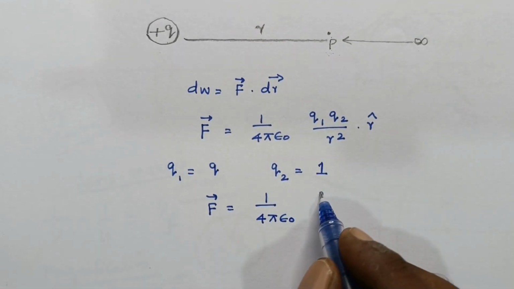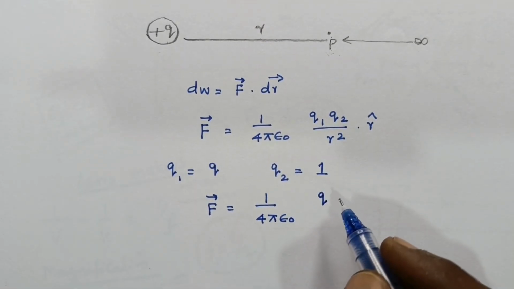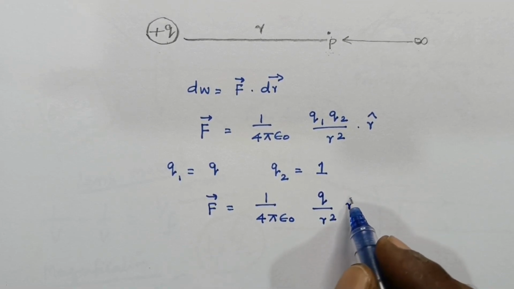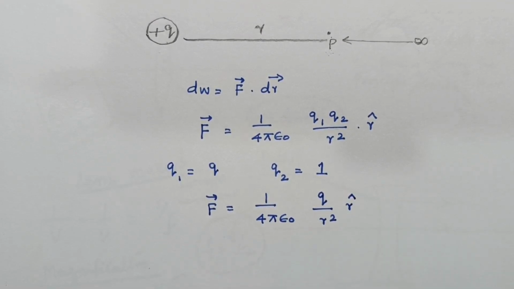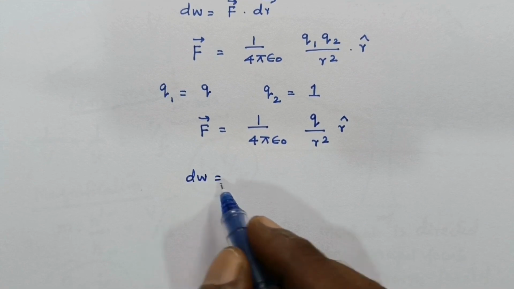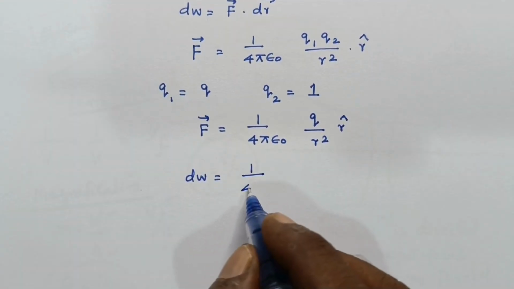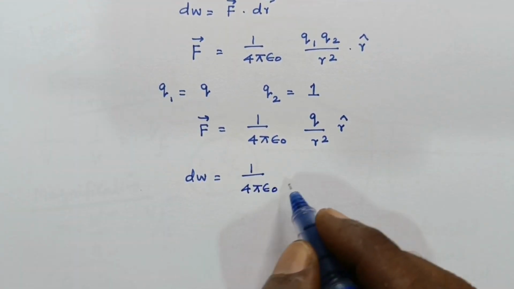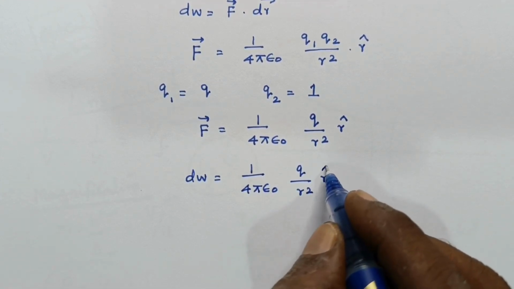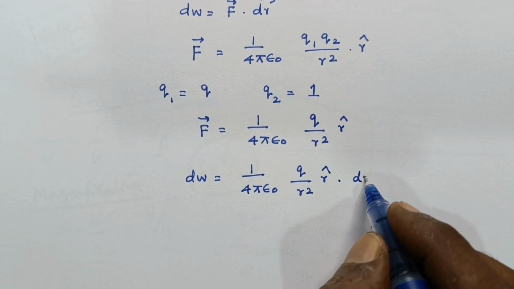So substituting this we will get F vector is equal to 1 by 4 pi epsilon 0. Instead of Q1 we can write Q. Q2 is 1 by R square into R cap. R cap is a unit vector which gives the direction of the force F. So we can write dW as, now dW is equal to 1 by 4 pi epsilon 0 Q by R square R cap dot dr vector.